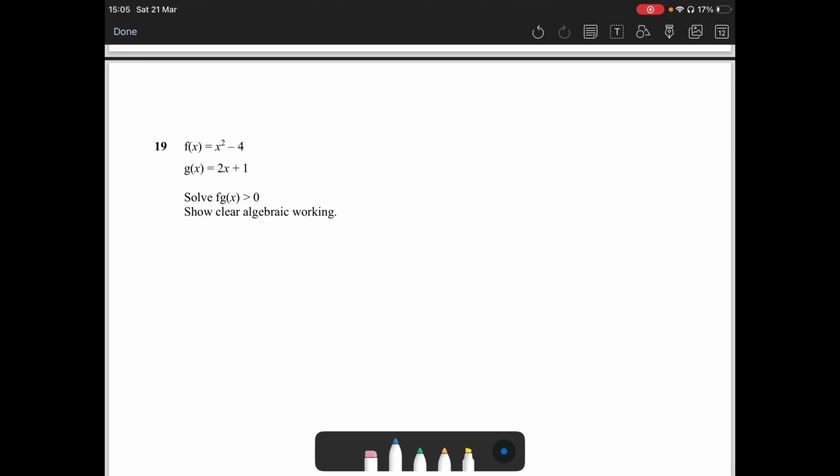All right, 19. Not for the weak. All right, what we got here? We got f(g(x)) is greater than 0. So composite or compound functions, you always read right to left. g of x goes into f. So I'm going to put all of this into there. Right, g is going into f, not the other way around. So g going into f means 2x plus 1 is going into my x squared minus 4. Okay, this is f(g(x)).